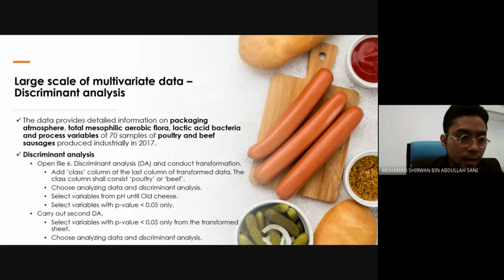So we will conduct a discriminant analysis. First, you have to open file number 6, discriminant analysis, and conduct transformation, but I think I have conducted the transformation in the first place, so no need to worry. Then we need to add a class column, and at the last column, we label the samples according to poultry and beef. Then we choose analyzing data and then the discriminant analysis feature, select variables from pH until old cheese, and then select only variables with p-value less than 0.05. That is the first step. So let's go and do it.